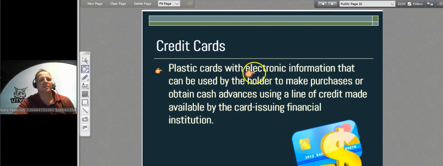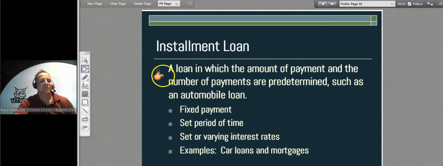So credit cards, we've probably seen them, plastic or electronic information that can be used to make purchases, obtain cash advances, and a cash advance is actually a higher interest rate, just so you know, using lines of credit made available by issuing financial institutions. So an installment loan is a loan in which the number of payments is predetermined. So this would be like an automobile loan. You have a fixed payment each month, a set time period, and varying interest rates depending on your credit. Example is a mortgage or a car loan.